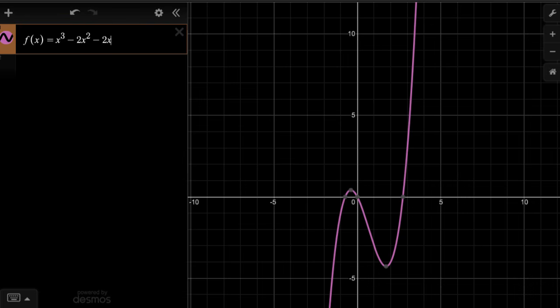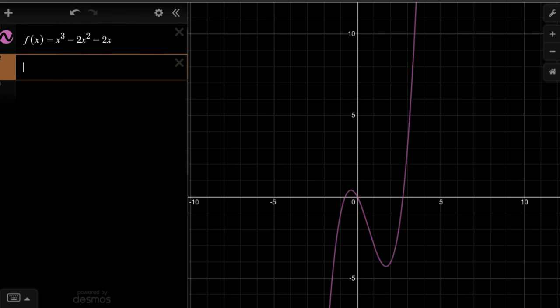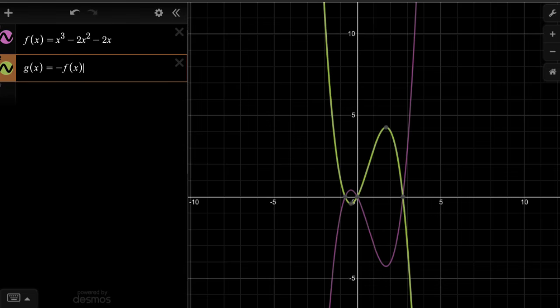Now, how would I flip it over the x-axis? Well, the way that I would do that is I could define a g of x. I could do it two ways. I could say g of x is equal to the negative of f of x, and we get that. So that's essentially just taking this entire expression and multiplying it by -1. And notice, it's flipping it over the x-axis.